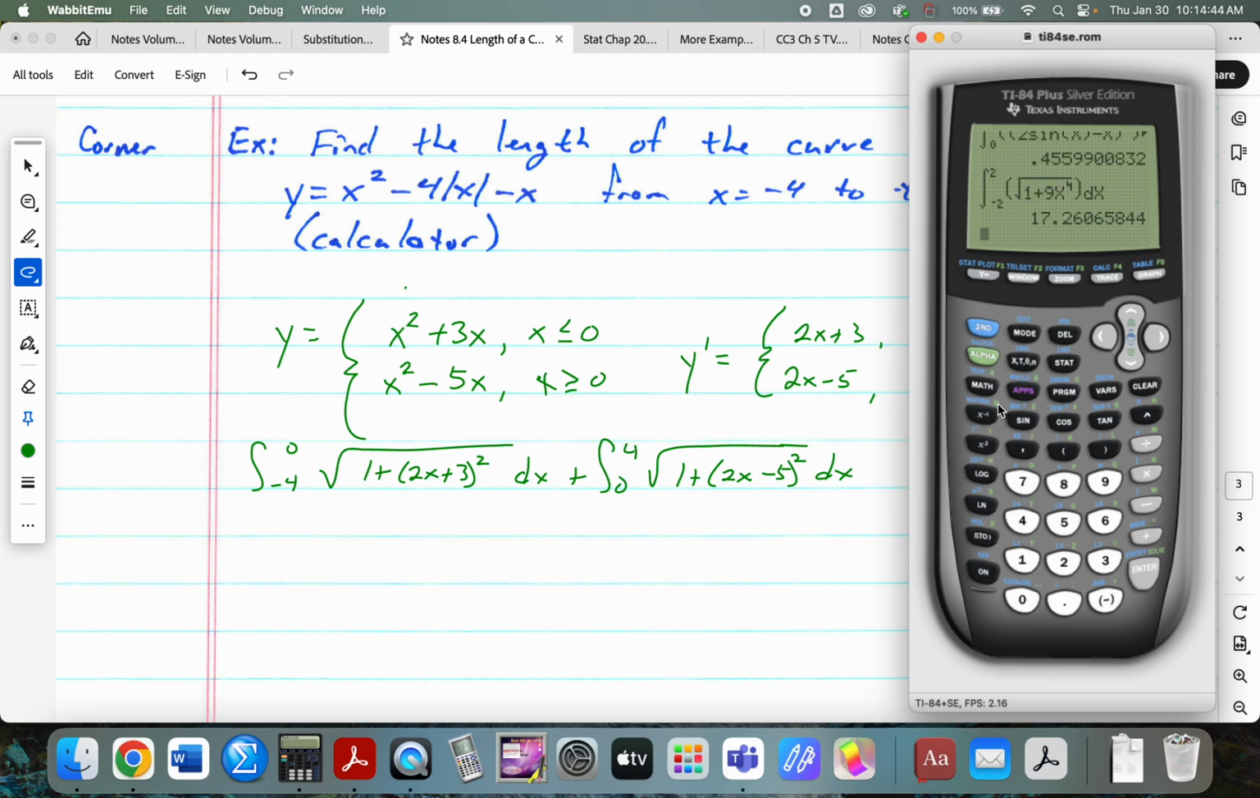So let's quit out of this. Math 9, the integral from -4 to 0 of the square root of 1 plus the quantity 2x plus 3 squared dx plus the integral from 0 to 4 of the square root of 1 plus the quantity 2x minus 5 squared with respect to x. And it's 19.556.